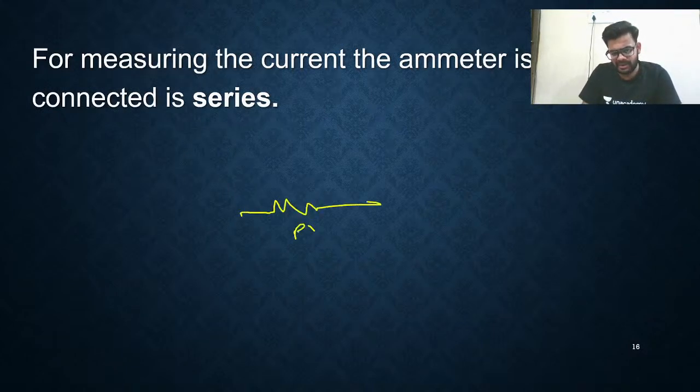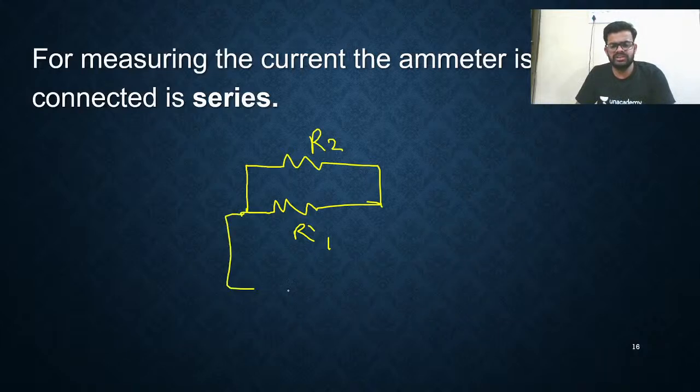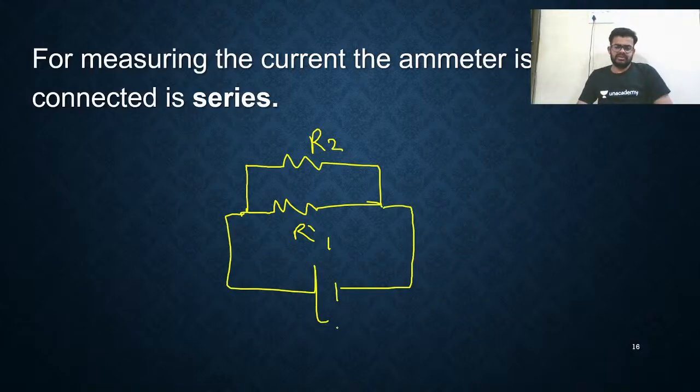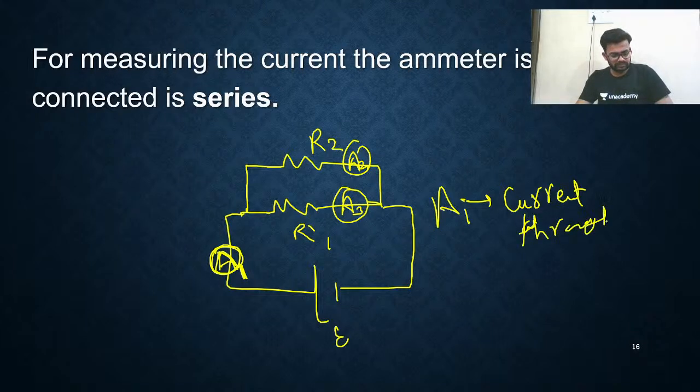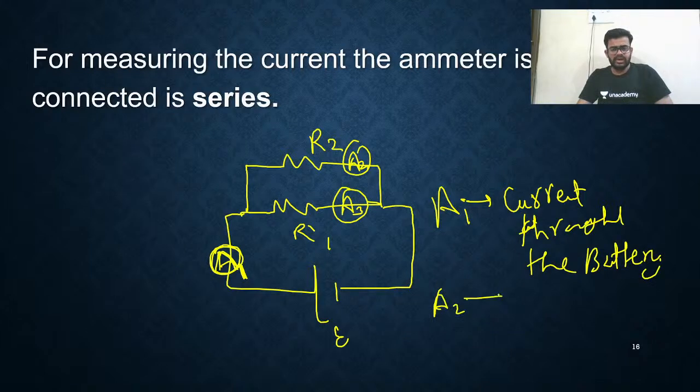Next, let's say this is resistance R1 and this is resistance R2, and this is E volt. Now the question is, if you want to measure the current flowing through the battery, what will you do? You will just add an ammeter in series with this battery. So this is A1. Here I'll add A2, and here I'll add A3. A1 will give the current through the battery. A2 gives the current through R2, and A3 gives the current through R1. That's all. So these things I have written here.